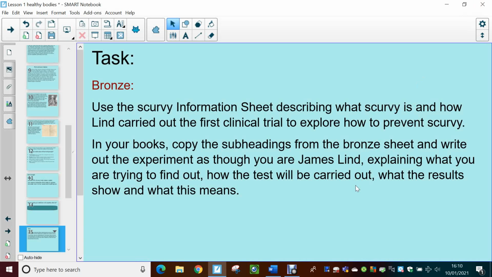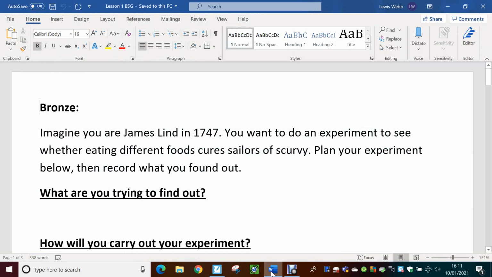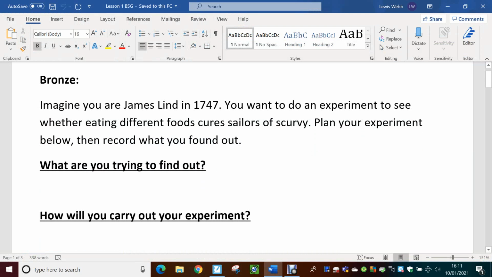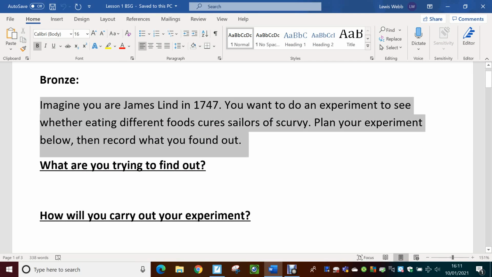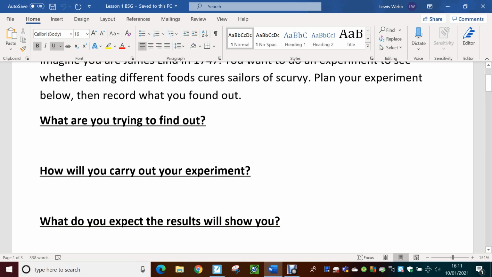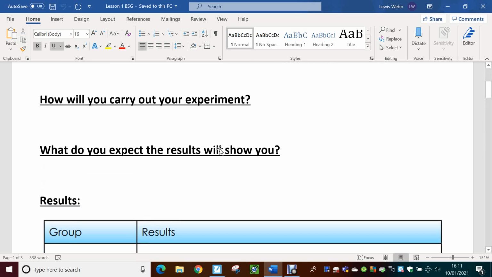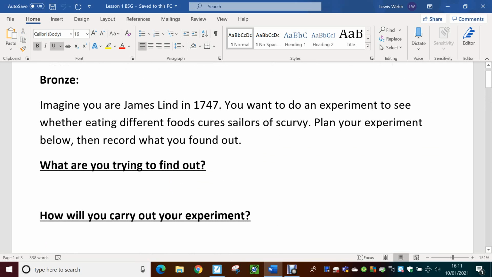And then bronze, in your books, copy the subheadings from the bronze sheet and write out the experiment as though you are James Lind, explaining what you are trying to find out, how the test will be carried out, what the results show, and what this means. So, bronze, just another reminder of what you need to do. Here are your subheadings, and use the scurvy information sheet to fill out that information.